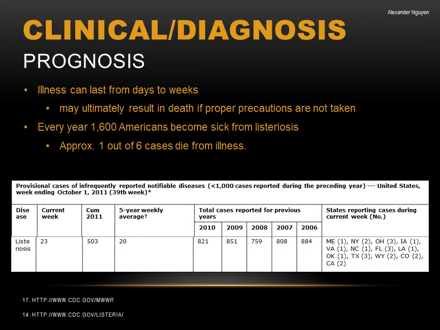Ultimately, death can result if the illness is not taken care of. Every year, 1,600 Americans become sick, and approximately 1 out of 6 cases die. The chart shown was taken from the CDC's Mortality and Morbidity Weekly Report for the current outbreak of Listeria. It shows how many cases were reported during the previous week, the total cases reported so far this year, and the weekly average. The number of cases reported in the last 5 years is shown as well.